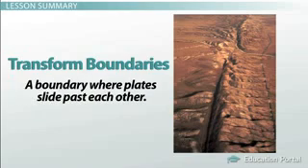The third type is transform boundaries, or a boundary where plates slide past each other, forming strong earthquakes. All of this crashing, banging, and erupting are one reason why the surface of the Earth has such a variety of landforms and features.